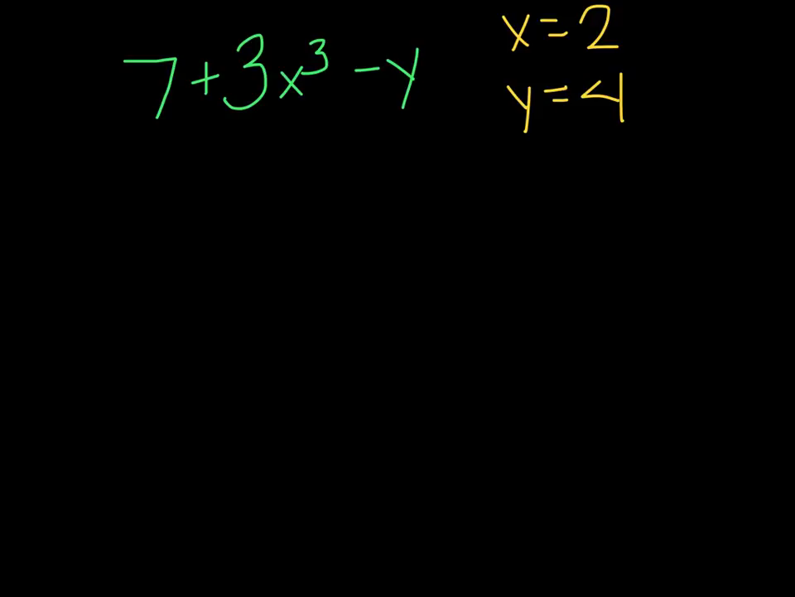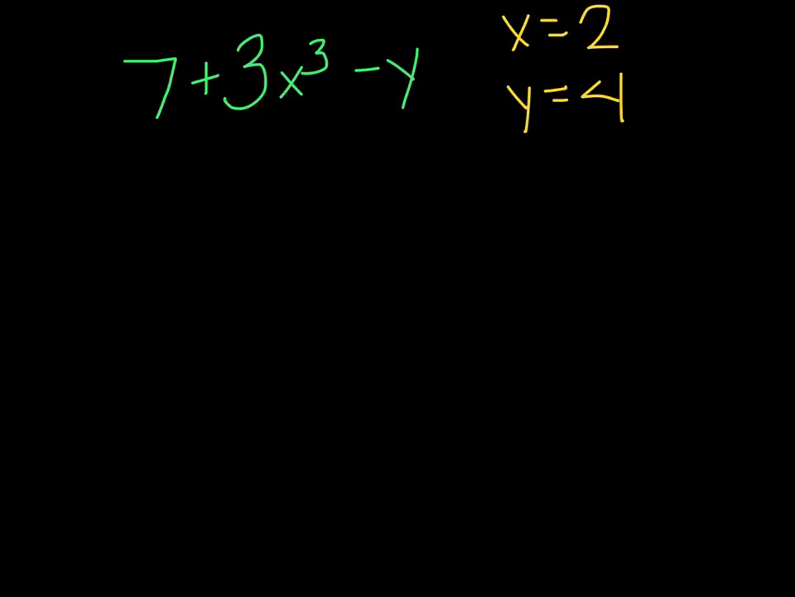Okay, in our next example, we have 7 plus 3 times x to the third power minus y. They've given us the values, so x equals 2 and y equals 4. The directions say to evaluate the expression, which means we're going to solve it. We're not just going to rewrite this expression.